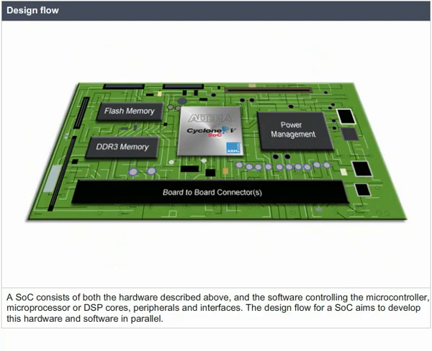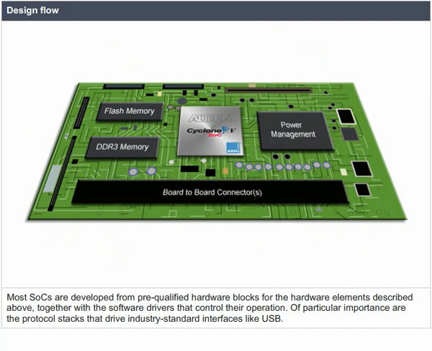Design flow. A SoC consists of both the hardware described above and the software controlling the microcontroller, microprocessor, or DSP cores, peripherals, and interfaces. The design flow for a SoC aims to develop this hardware and software in parallel. Most SoCs are developed from pre-qualified hardware blocks for the hardware elements described above, together with the software drivers that control their operation. Of particular importance are the protocol stacks that drive industry standard interfaces like USB.